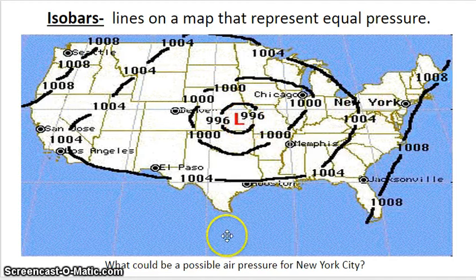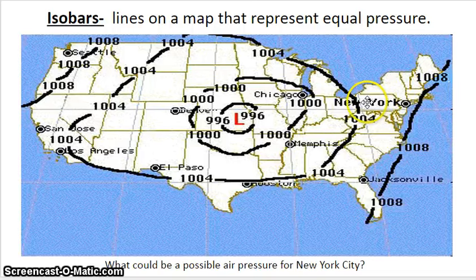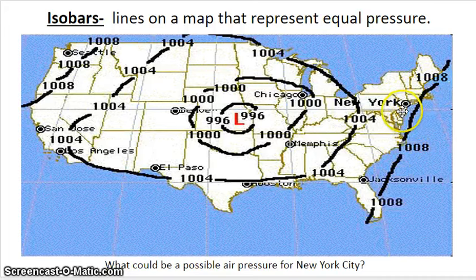So once again, let's ask the question here at the bottom. Think about this. What could be a possible air pressure for New York City? So here's New York. Notice it's between a 1008 and a 1004 line. So what could a possible pressure be? If you gave an answer of 1005, 1006, or 1007, you would be correct. It can't be 1004 because we're not on that line, and it can't be 1008 because we're not on that line. New York's pressure is somewhere in between those two, right?